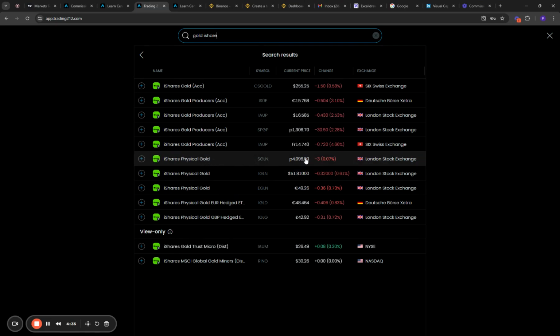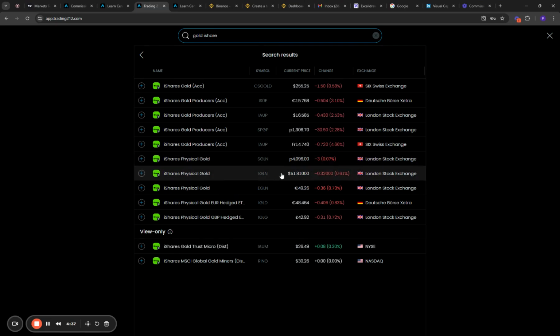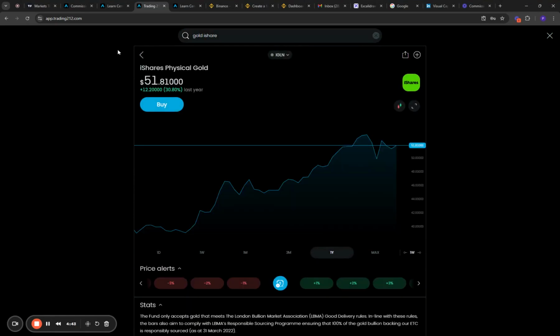Here's one with the London exchange, and here's one with prices in dollars. I recommend this one because Trading 212 is a British platform, but most of your holdings will be in dollars. So you will have some exchange fee when you exchange between dollars and British pounds.